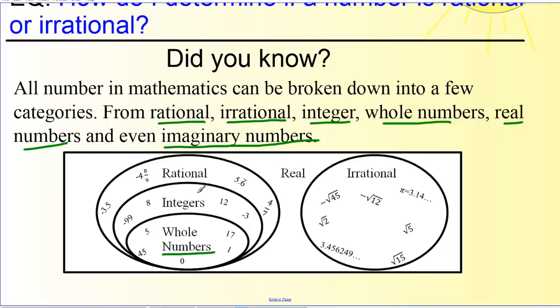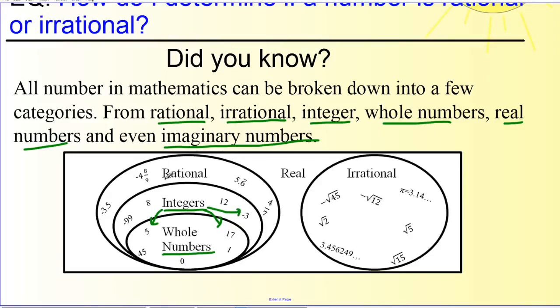Then you move up into integers. Integers include all of those whole numbers, but it also includes some negatives, like negative 99, negative 3, but they're still positives, positive 12, positive 8. So the integers have all of the whole numbers in it, but also has negatives.